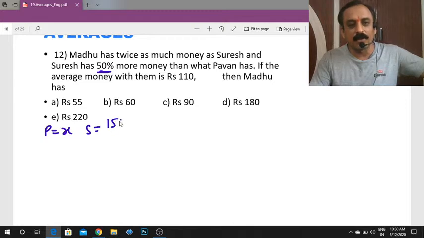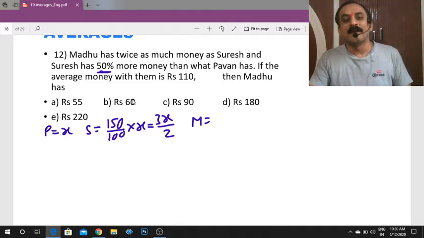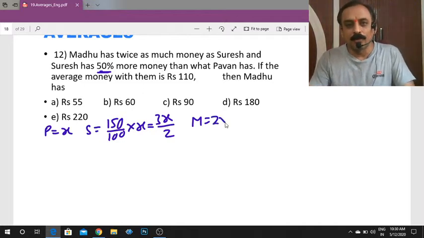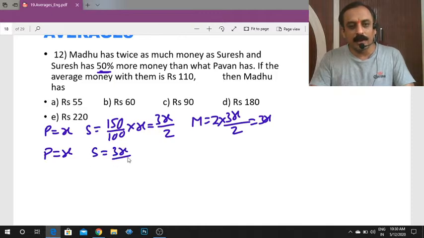Suresh has 50% more, so 150%: 150 by 100 into x, which is equal to 3x by 2. So Suresh has 3x by 2. Then Madhu has twice as much money as Suresh. Madhu has double of Suresh. Twice means two times. Two times of 3x by 2 is 3x. So Pawan has x rupees, Suresh has 3x by 2 rupees, Madhu has 3x rupees.